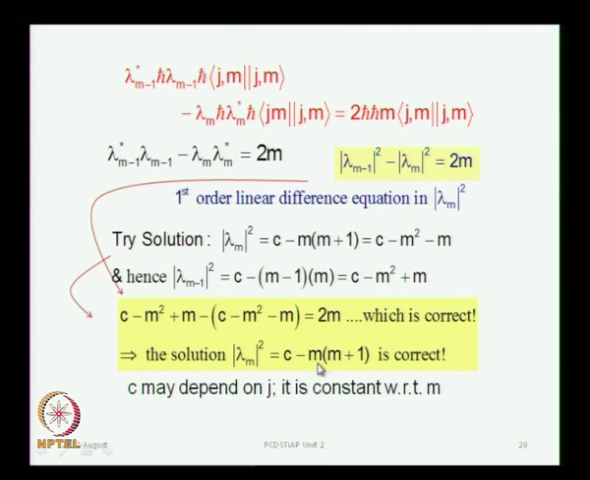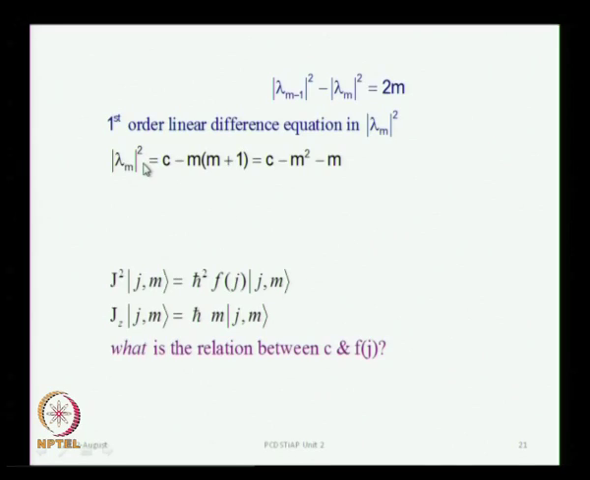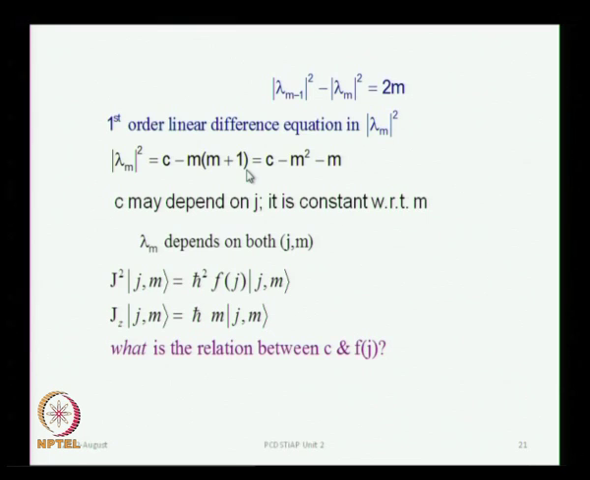C must be a constant, it cannot depend on m, but it may depend on j, nothing stops it from depending on j at this point, and that is the question that we will leave as open at this stage. So this is our solution to the first order linear difference equation, and lambda would depend not just on m but also on j, because lambda depends on c and c may depend on j. So you have to remember that. Our question now is, what is the relation between c and fj? Fj was the eigenvalue of j square, that is what we want to determine.